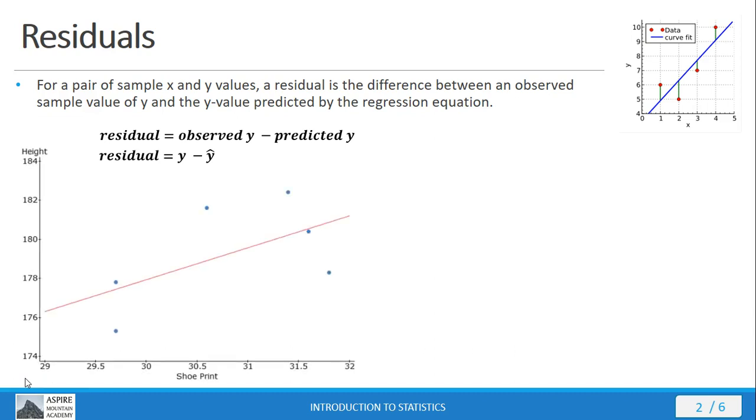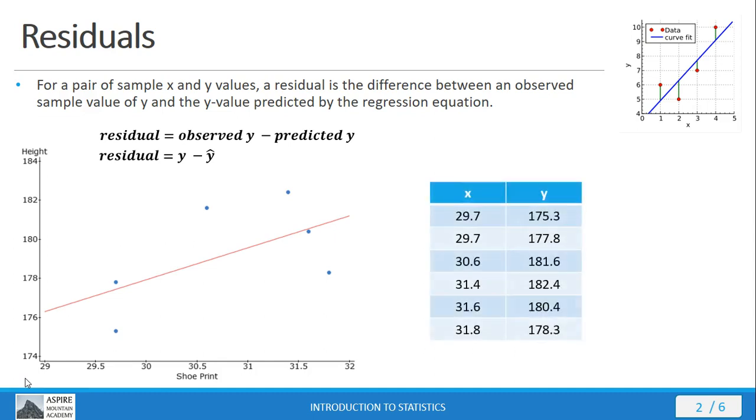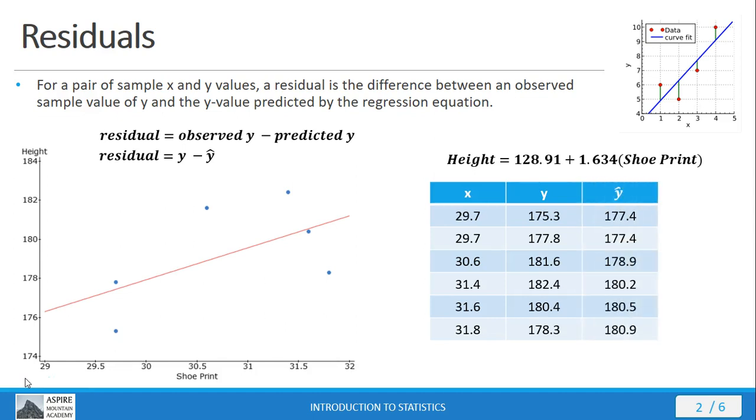So here we have some data for shoe print length versus height, and notice that some of our data has been removed, and so we're only looking at selected points because we just want to illustrate the concept of residuals. So we're looking at these 6 data points that you see here on the screen. So here's our regression equation, and we can use that regression equation to make predictions for each of the x variables that we see in our table.